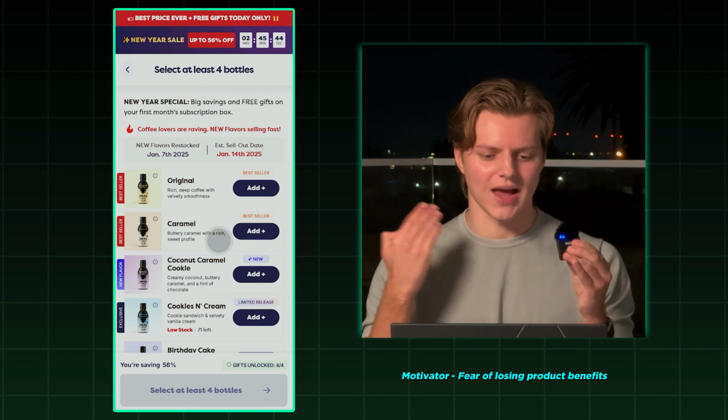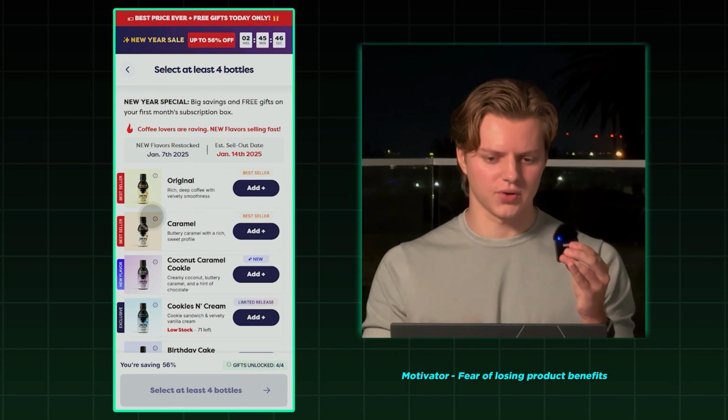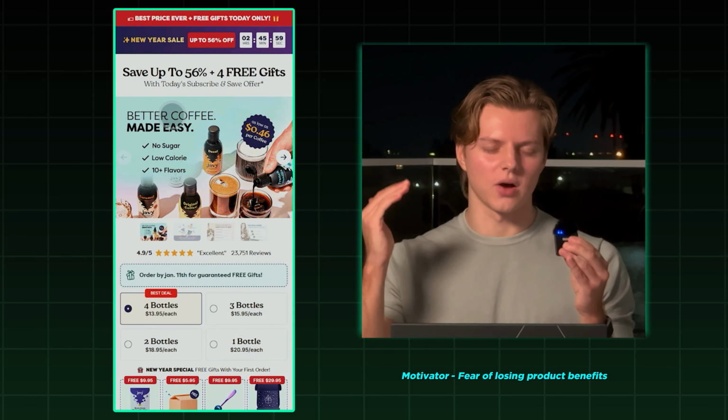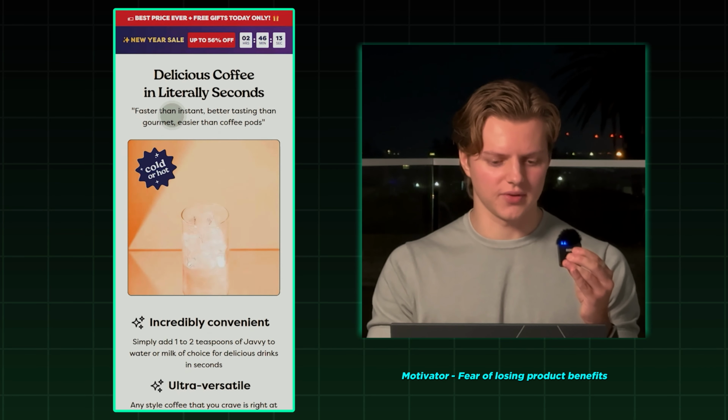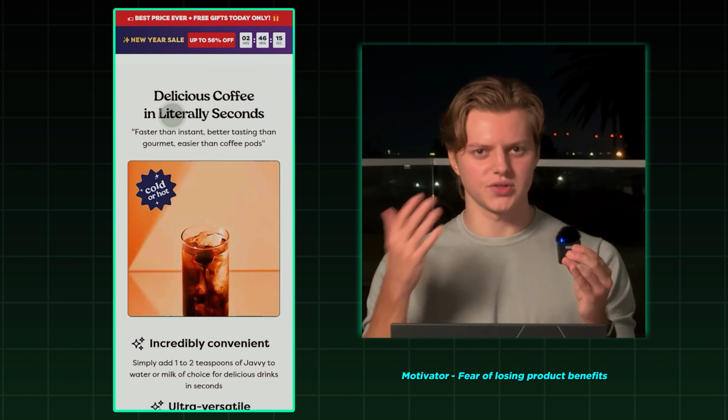They have no additional angles of attack in the select a flavor stage. So for the fear of losing out on product benefits, I'll probably rate them a B-. The thing that drags them way up is the UGC video feed at the bottom of the page, and also the social proof sections, in addition to, of course, the benefit sections.